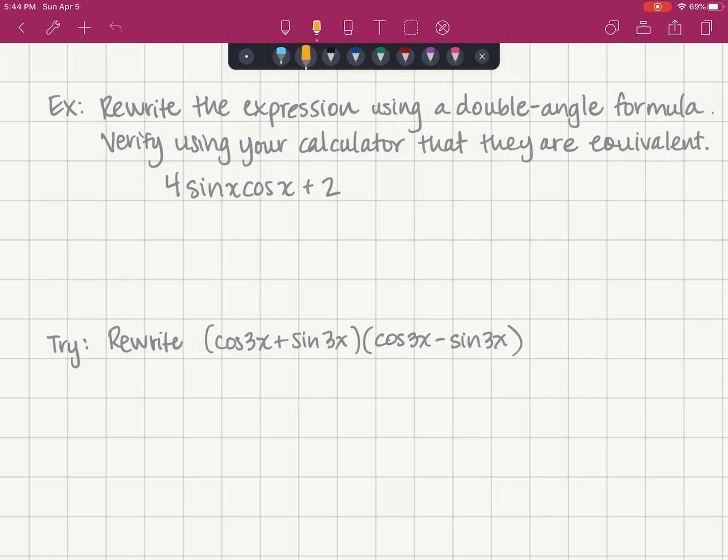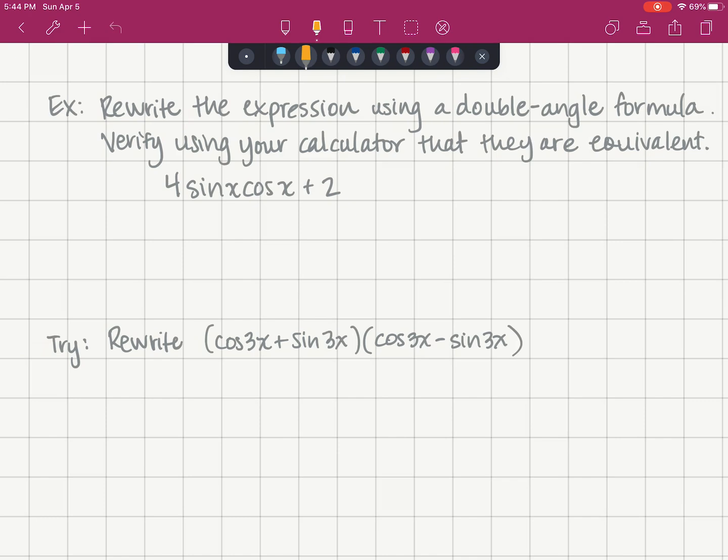So how might we need to be able to identify these and use them? We want to rewrite the expression using a double angle formula, and we want to verify using your calculator that they are equivalent. So when you verify in your calculator that they are equivalent, you're going to do a y1 and a y2, graph it, make sure that you've got the same graph coming up in both cases, that one overlaps the other entirely, and that is how you use your graphing calculator to show that the two are equivalent. So first we need to get to that point.